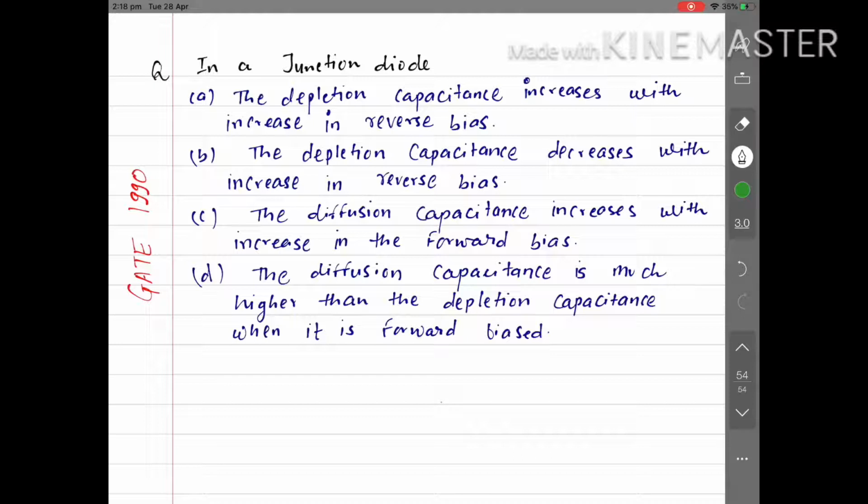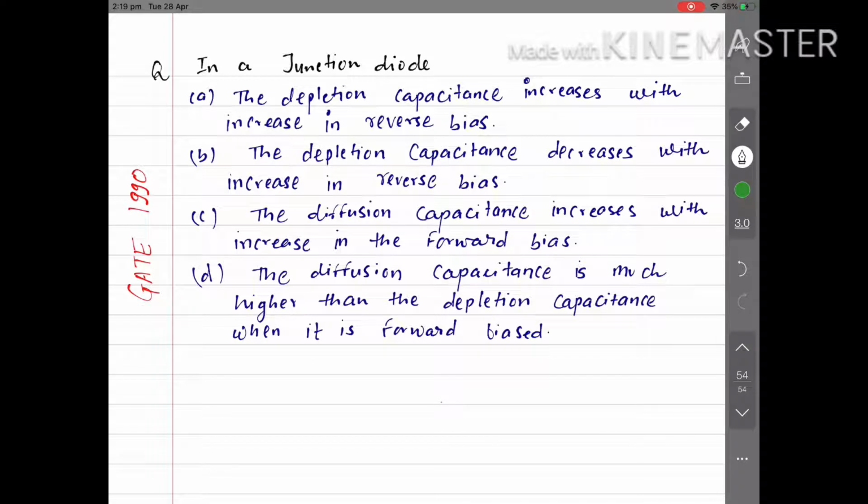Hello friends, so today in this video we will go through one more question which was asked in GATE 1990. The question is, in a junction diode, and options are: A, the depletion capacitance increases with increase in reverse bias; B, the depletion capacitance decreases with increase in reverse bias; C, the diffusion capacitance increases with increase in forward bias; and D, the diffusion capacitance is much higher than the depletion capacitance when it is forward bias.